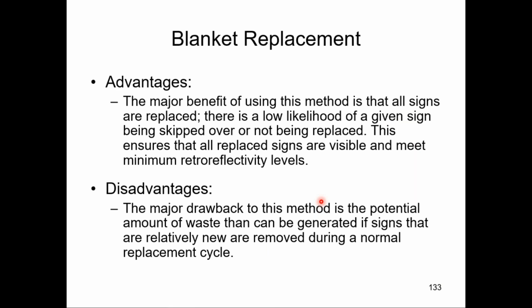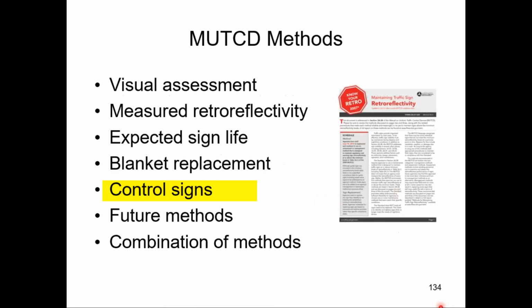Another disadvantage, it's not on the slide, but that I have heard about this method is that blanket replacement may not allow or provide for looking at other sorts of things like vegetation in front of signs and that sort of thing that you would see if, say, you were doing an assessment method where you were inspecting the signs. So that's blanket replacement. The third management method is the use of control signs.